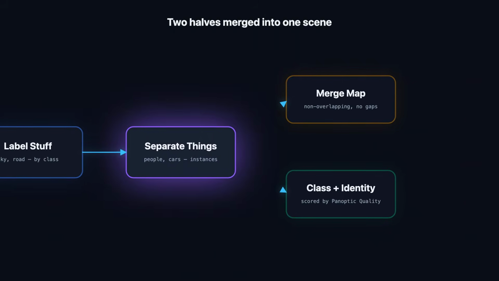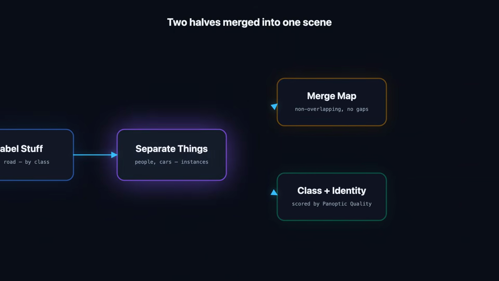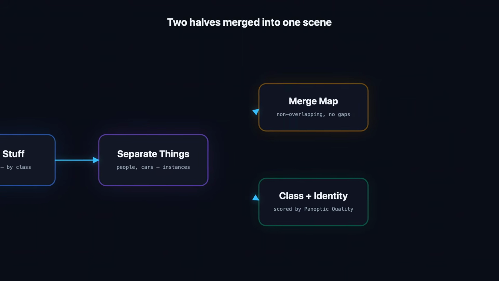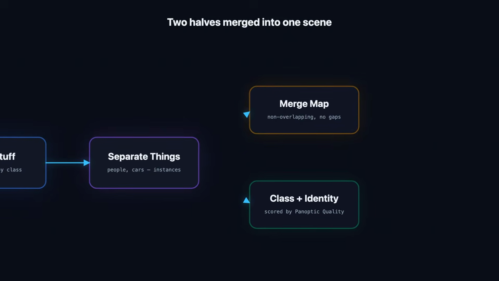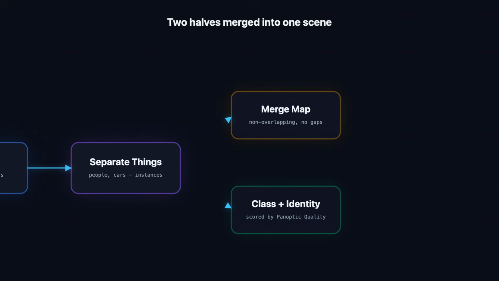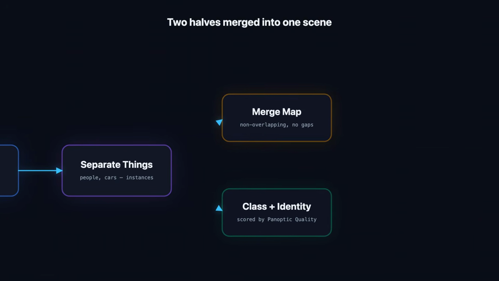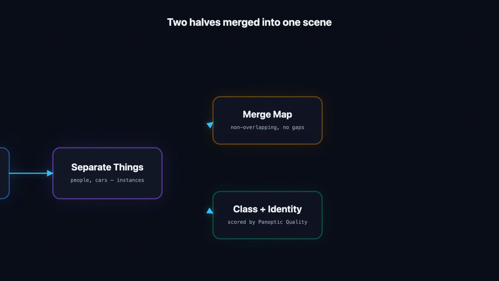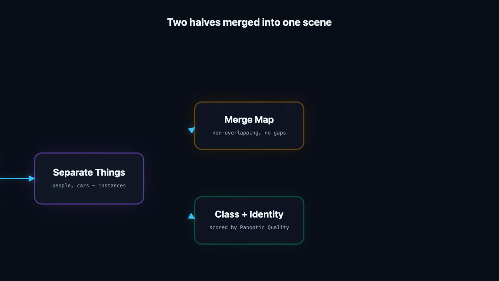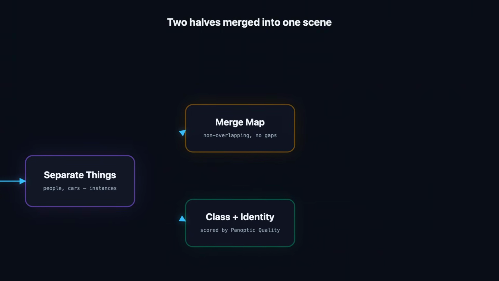Then the countable things are detected and separated into instances. People, cars, animals, each discrete object gets its own identity. So two pedestrians standing together become pedestrian 1 and pedestrian 2 rather than a single merged region. This is the instance-style half of the job, handling the objects that semantic segmentation would have blurred into one.